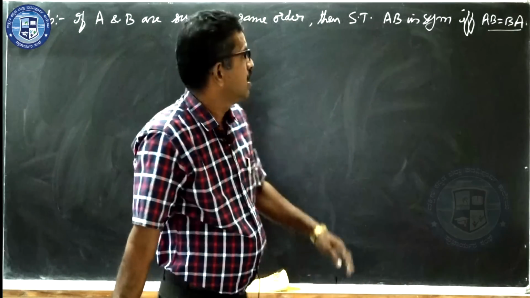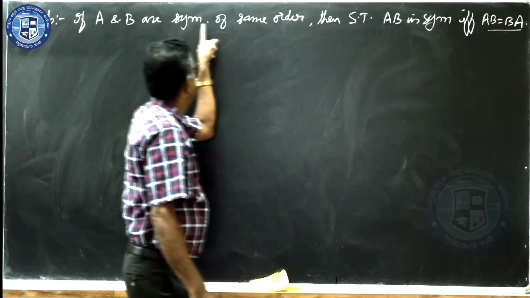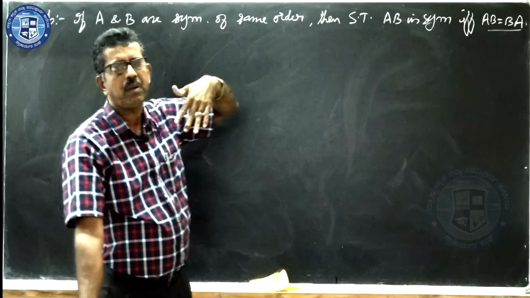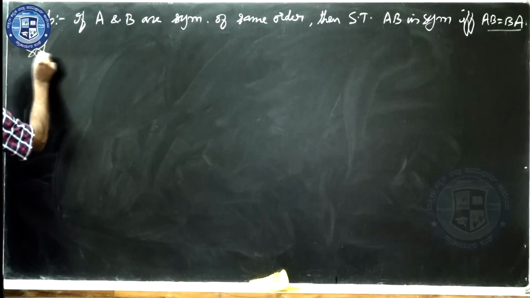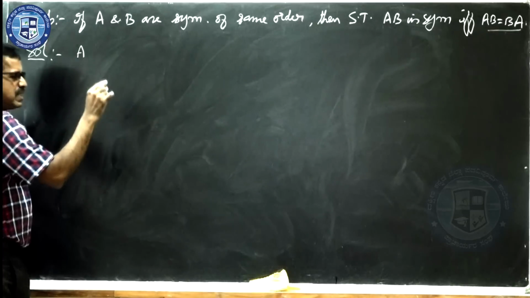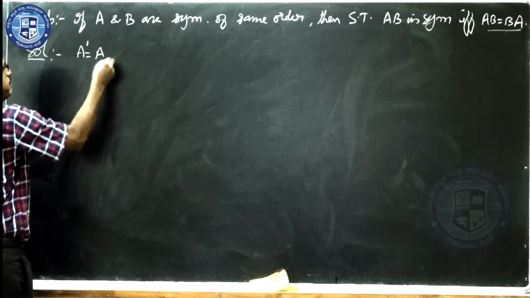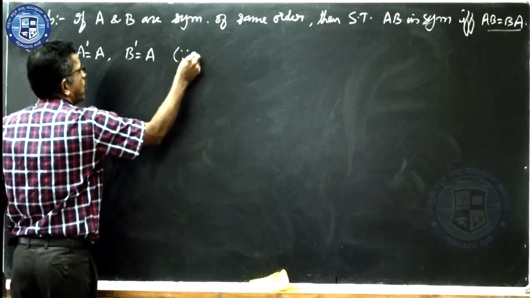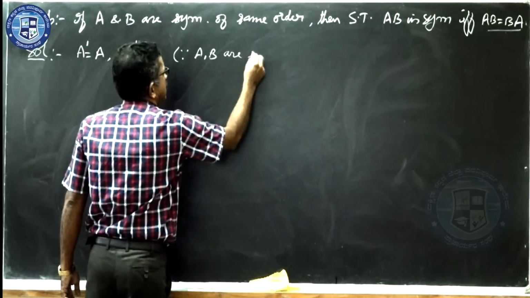In order to show that AB is symmetric if and only if AB equals BA, given that both A and B are symmetric matrices, dear friends, please recall what we mean by two matrices A and B being symmetric. I will begin with this. Let me write the solution like this. It is given that A and B are symmetric. I do not want to write sentence by sentence. It will be given to you in the form of notes. A dash is equal to A, and we have here B dash is equal to B. This is because both A and B are symmetric, by definition.